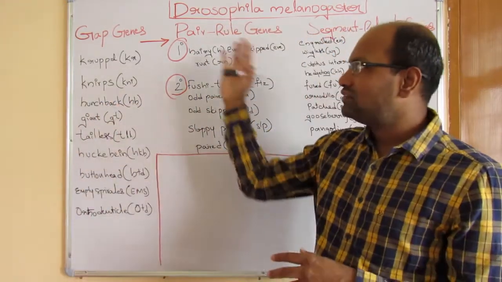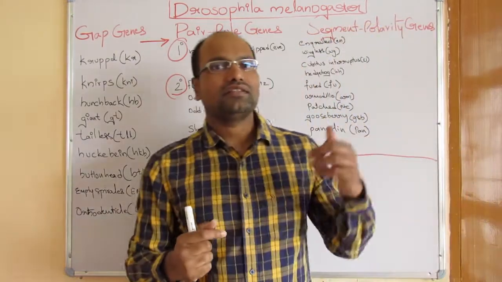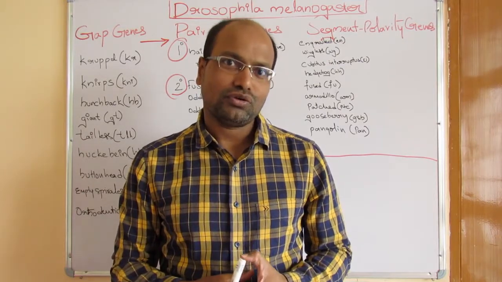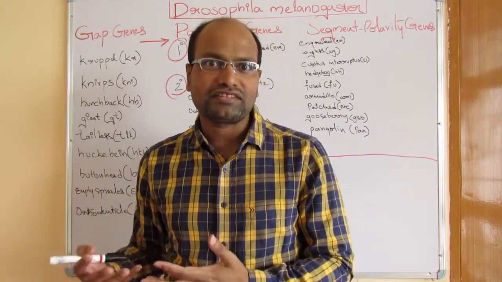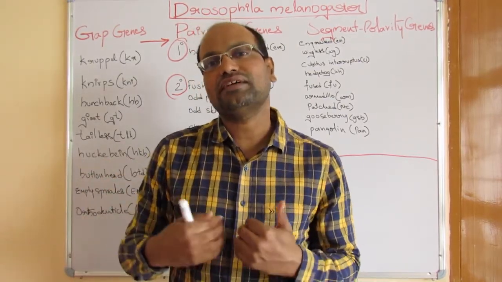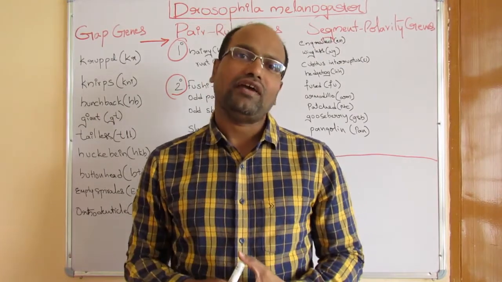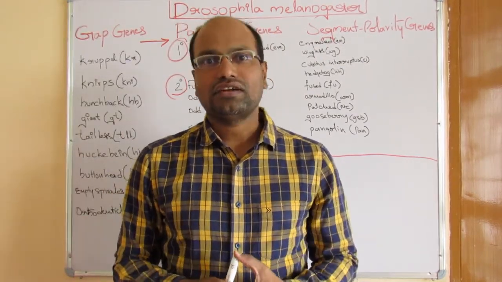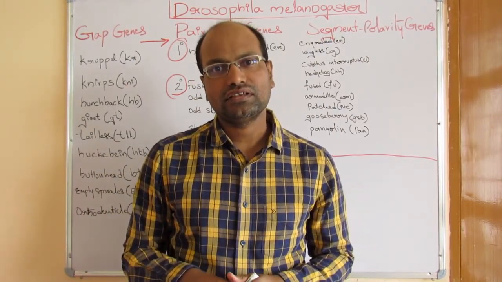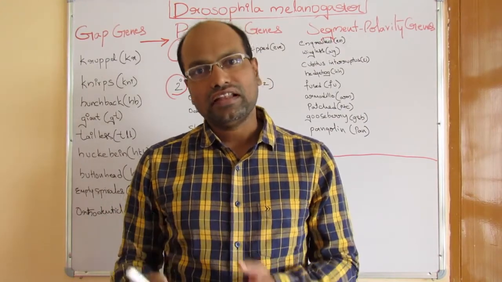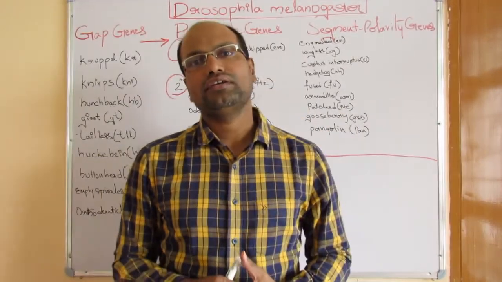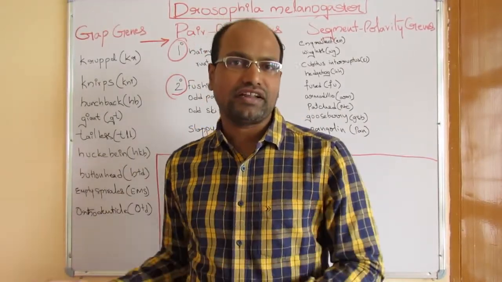All these gap genes, pair-rule genes and the segment polarity genes were identified from their mutants. Those mutants that arose while studying them were specifically lacking some segments, and from there they identified the genes. The scientists were Edward Lewis, Eric Wieschaus and Christiane Nüsslein-Volhard. These three scientists worked greatly on the different segmental genes which we are studying today.